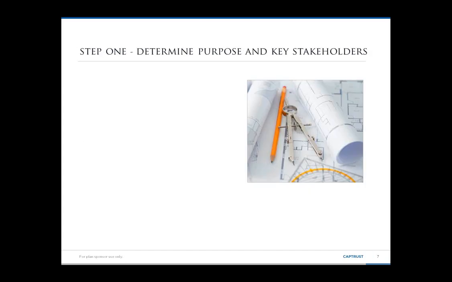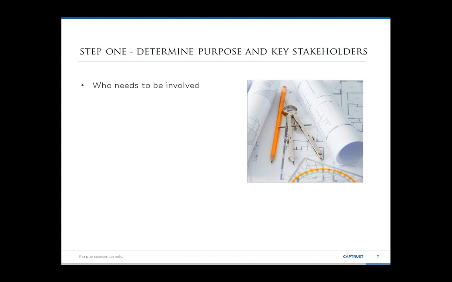Step 1, determining the purpose and key stakeholders. First step is who needs to be involved. Depending on the size of your organization, you may be the entire HR department, you may be the entire investment committee, or you'll need to determine if there are others that need to be involved. Other people that could be involved in this process would be your procurement department, representative from legal or finance, CFO or CEO, or the investment or benefits committee.